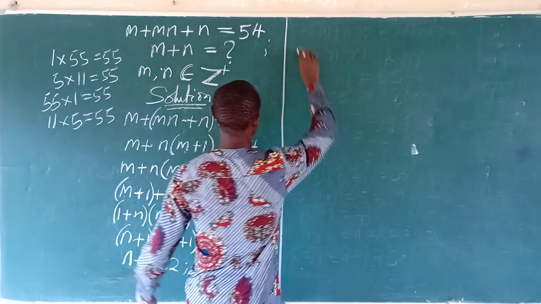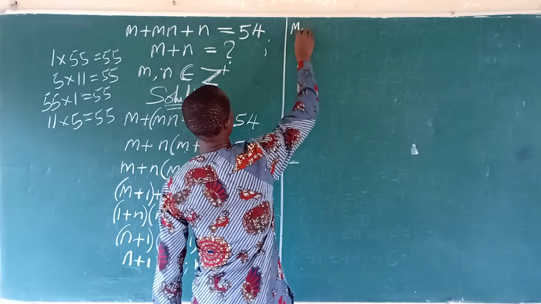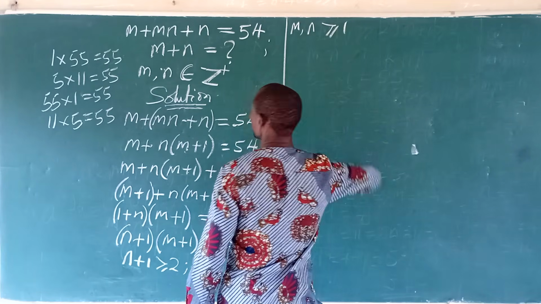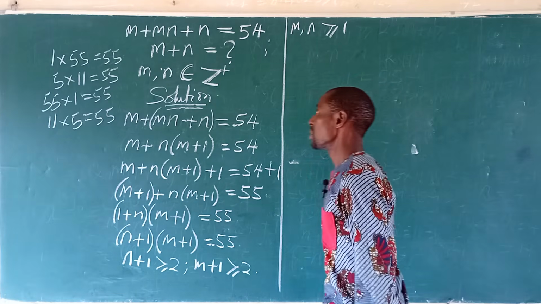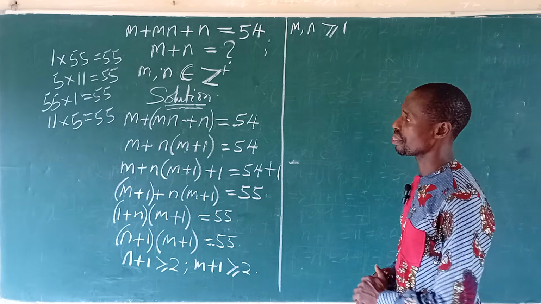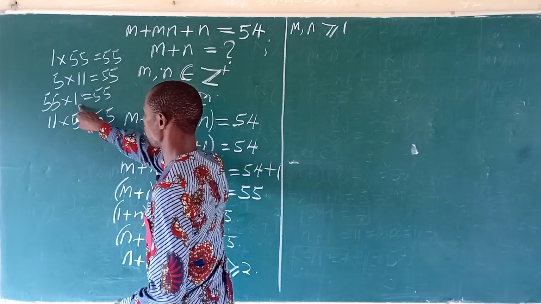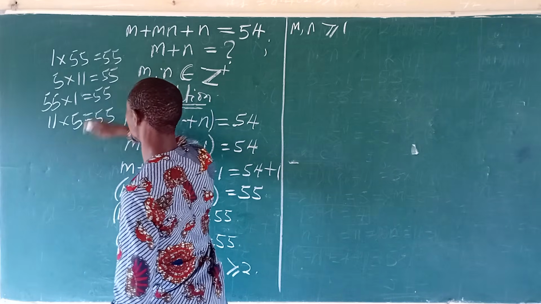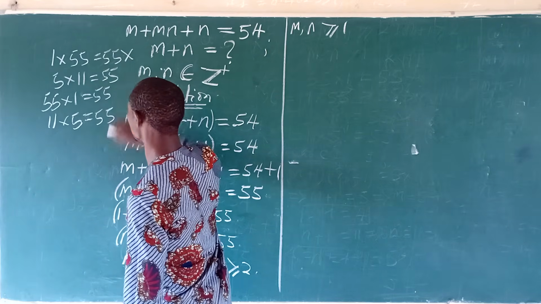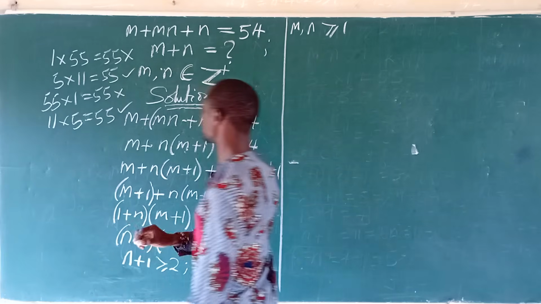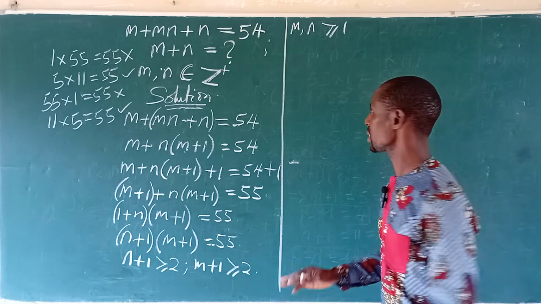So from here, it means that m and n are greater than or equal to 1. Okay? So if they are greater than or equal to 1, then what happens? If we check this carefully, this will not hold water. In other words, this is cancelled, this is also cancelled. So we're taking only this and this. So we have just two case scenarios here.